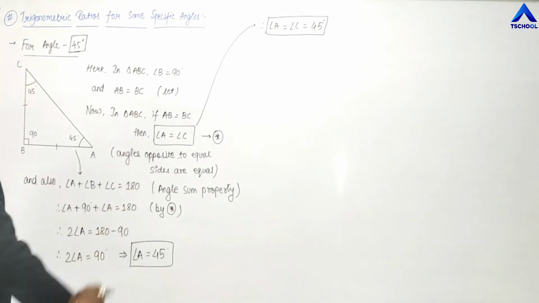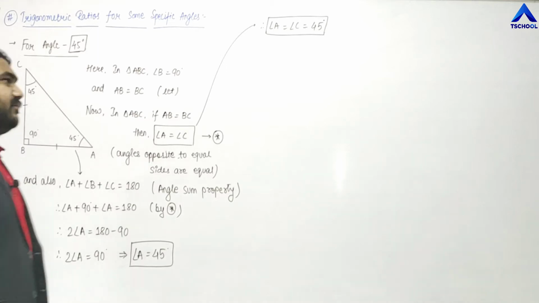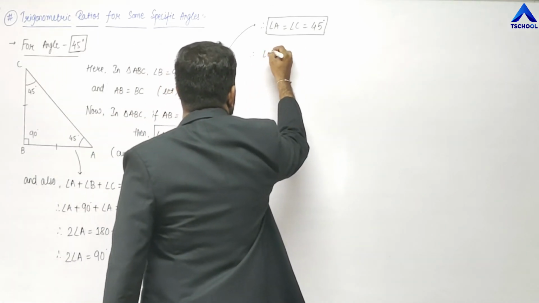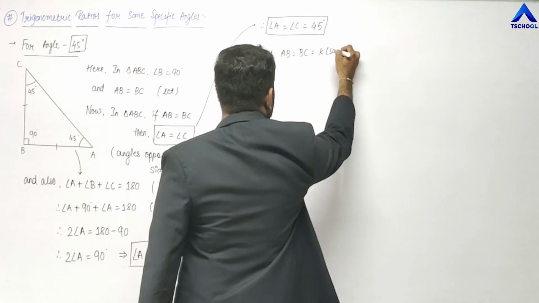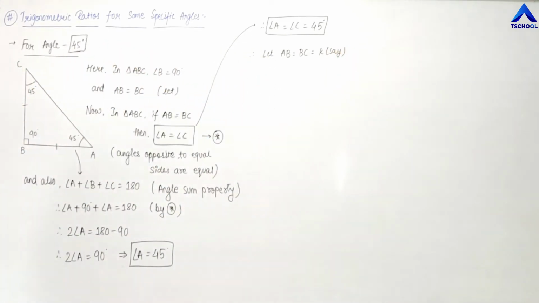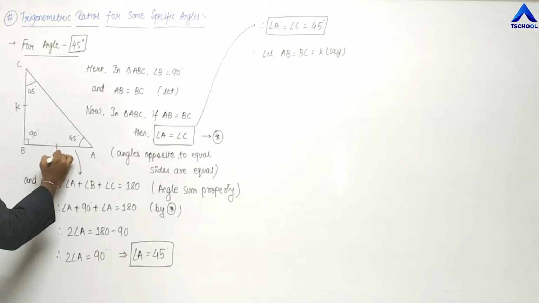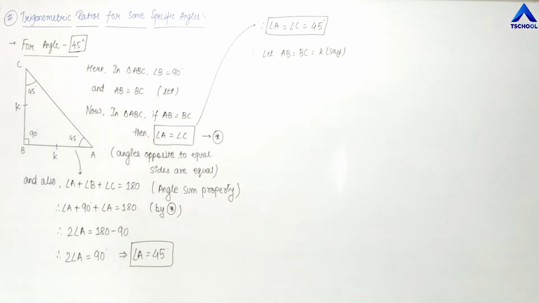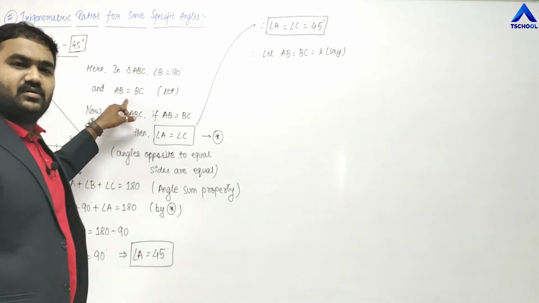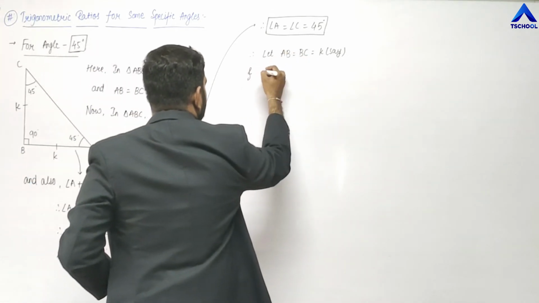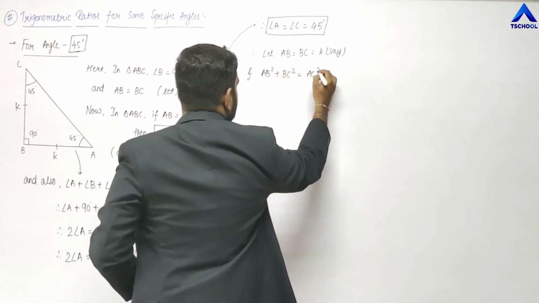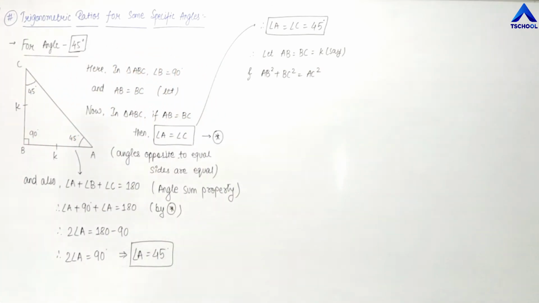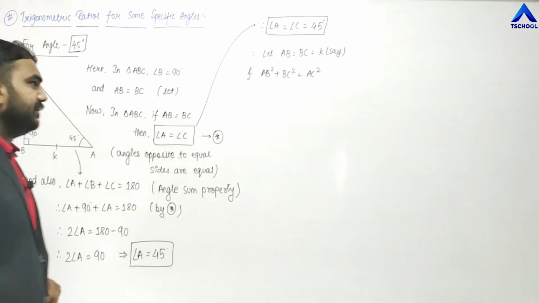We have let this as AB equals to BC. Therefore let AB equals BC equals K, say. So we will let this now equal to K both, because AB is equal to K, so BC will also be K by this, right? And AB square plus BC square is equal to AC square, because this is a right angle triangle. So the sum of the squares of the sides making the right angle is equal to the square of the hypotenuse.